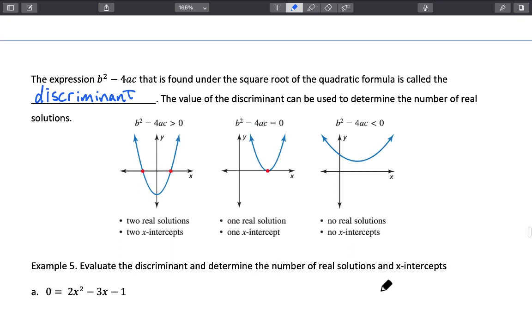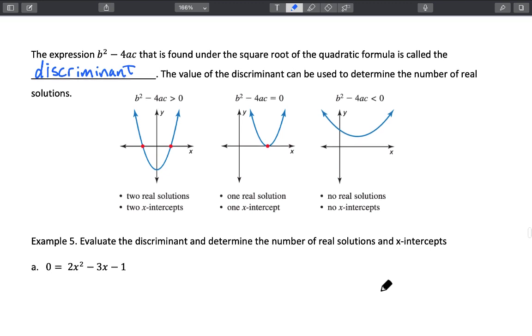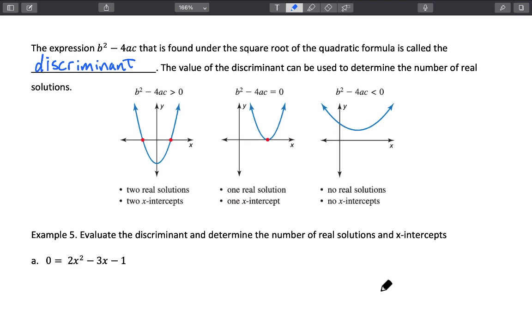All right, skipping over example 4, we're going to move on to the back page and talk about the discriminant. So the expression b squared minus 4ac, this is the part that appears underneath that radical symbol in the quadratic formula, is known as the discriminant. And when the value of the discriminant is found, it can be used to determine the number of real solutions.